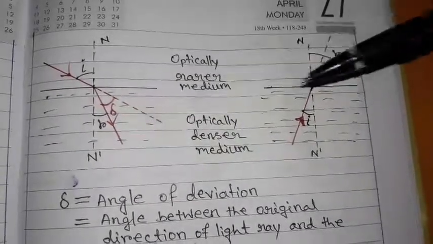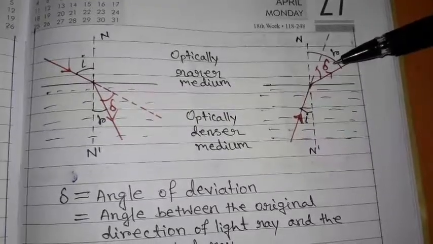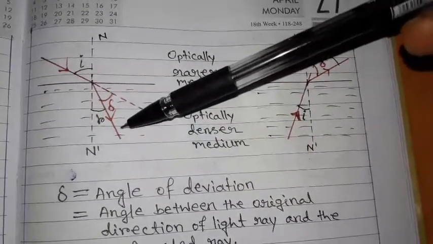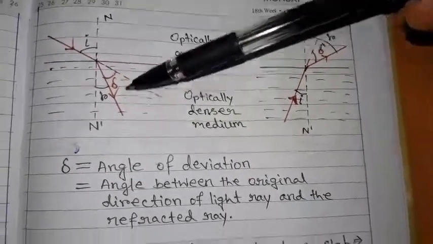This angle delta is called the angle of deviation. This is the angle between original direction of the incident ray and the direction of the refracted ray.